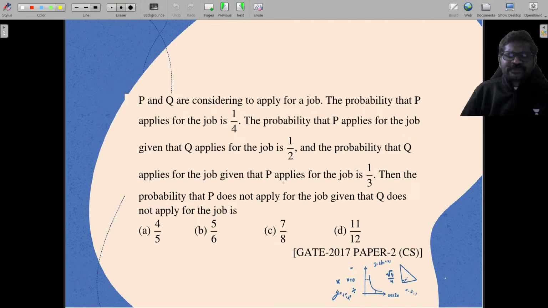Next problem. P and Q are considering to apply for a job. The probability that P applies for the job is 1 by 4. Probability that P applies for the job given that Q applies for the job is 1 by 2. The probability that Q applies for the job given that P applies for the job is 1 by 3. The probability that P does not apply for the job given that Q does not apply for the job is? 2017 GATE problem. Now observe here, completely the problem is designed on conditional probability.